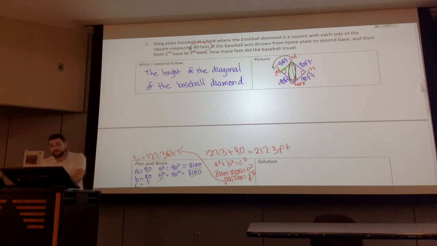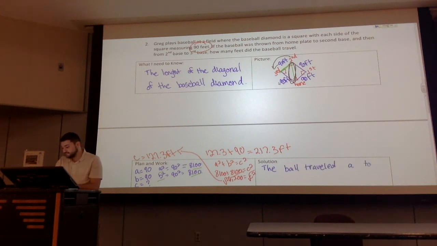And then our last step is just to write a sentence in the context of the problem. So then we're going to write, the ball traveled a total distance of 217.3 feet.